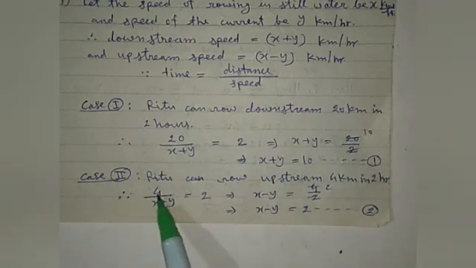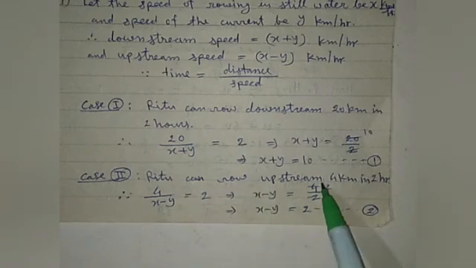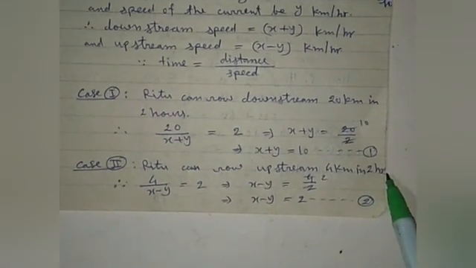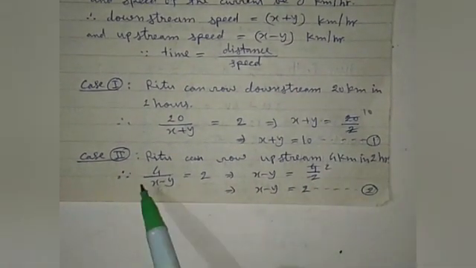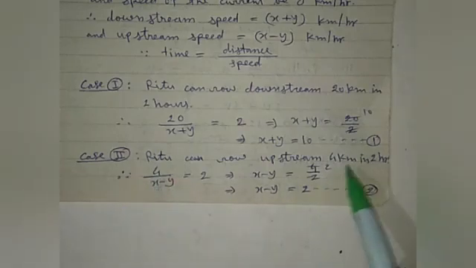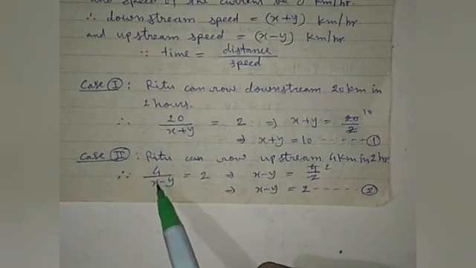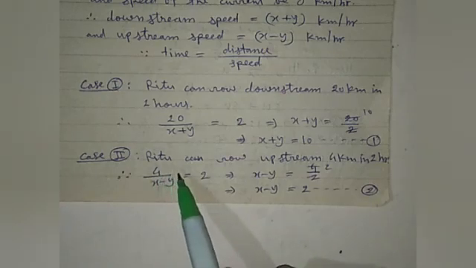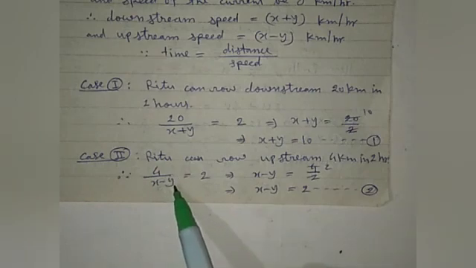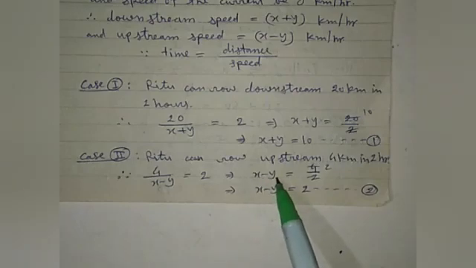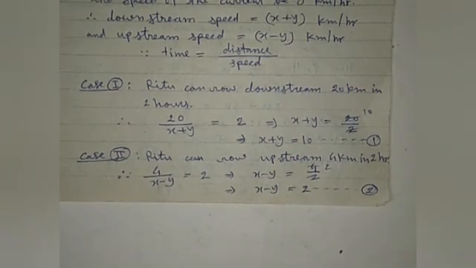In case 2, Ritu can row upstream 4 km in 2 hours. Hence the time, equal to 2 hours, will be distance upon speed, means distance is 4 km and upstream speed is x minus y. So here it is equal to 2. So x minus y equals 4 divided by 2, so it will be equal to 2. It is equation number 2.